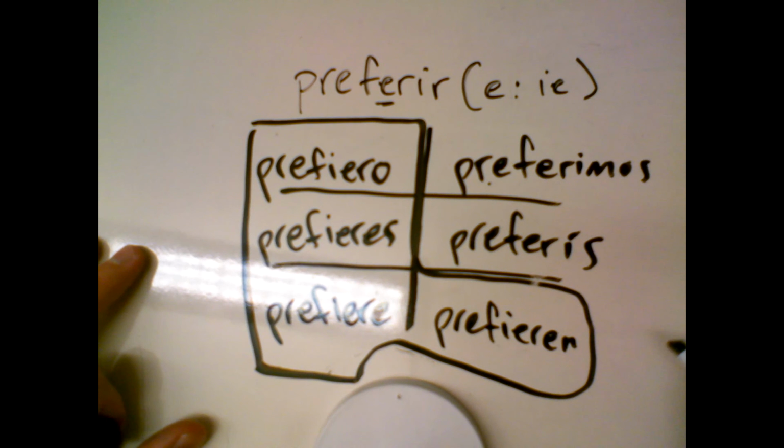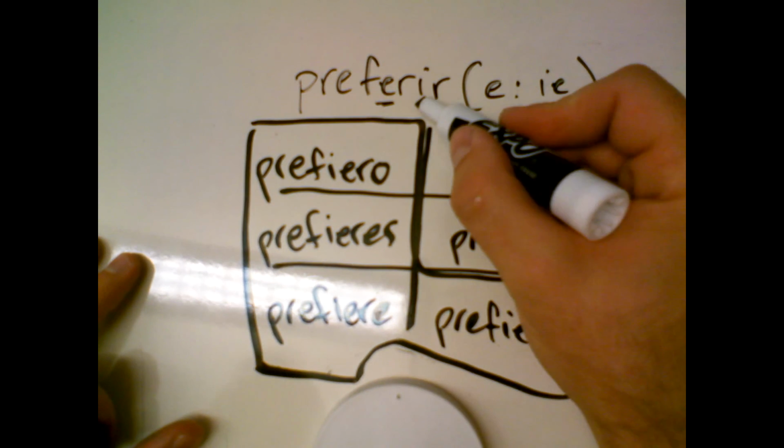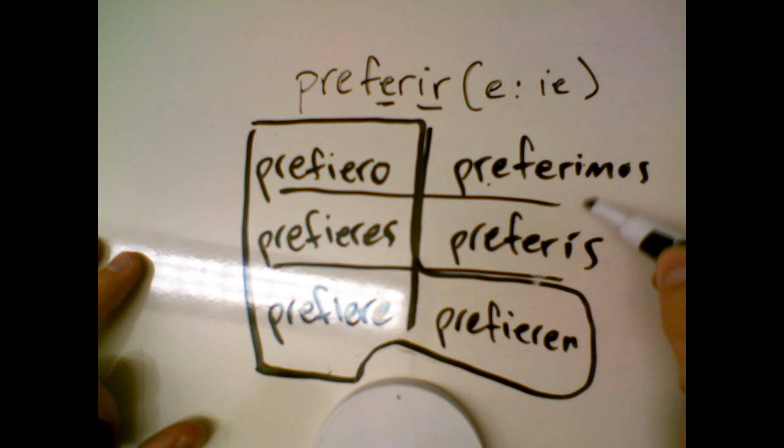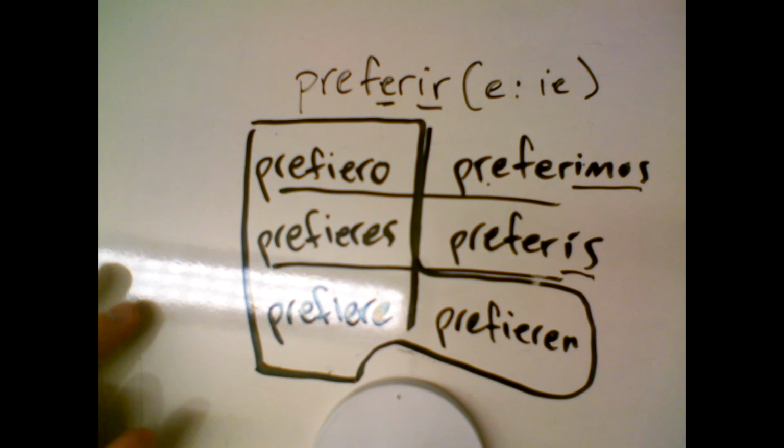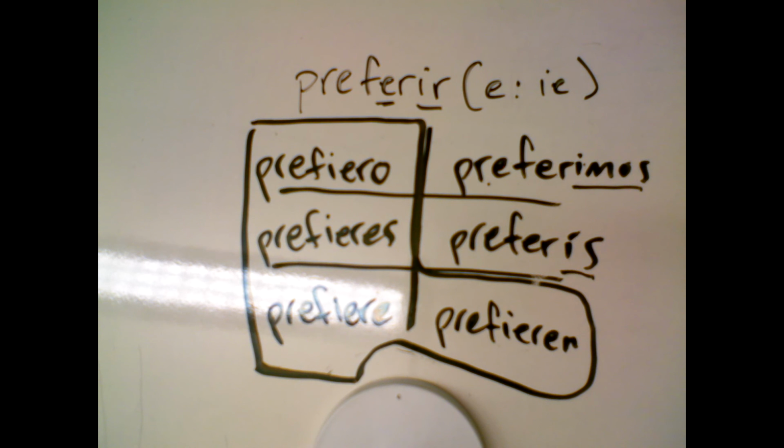If I'd done entender, the only difference between an ER and an IR verb for the endings are over here in these two. The nosotros ending is an EMOS, and the vosotros is an E with an accent mark over it, ÉIS. That's the difference between the ER and the IR verbs. So there are a whole bunch of different boot verbs or stem-changing verbs in Spanish. Those are just a few that can get you started on learning how to conjugate them.